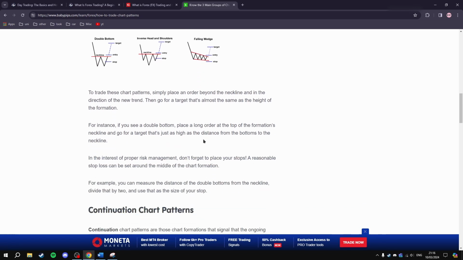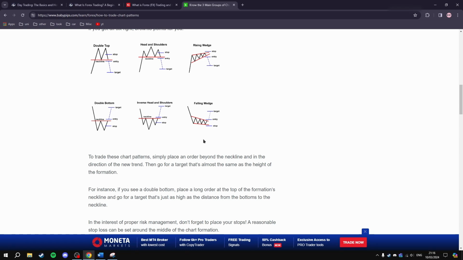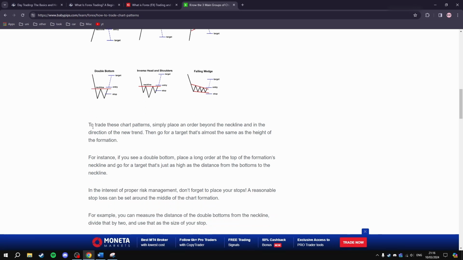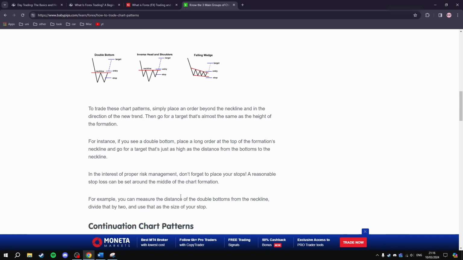For instance, if you see a double bottom, place a long order at the top of the formation's neckline and go for a target that's just as high as the distance from the bottoms to the neckline. In the interest of proper risk management, don't forget to place your stops. A reasonable stop loss can be set around the middle of the chart formation. For example, you can measure the distance of the double bottoms from the neckline, divide that by 2 and use that as the size of your stop.